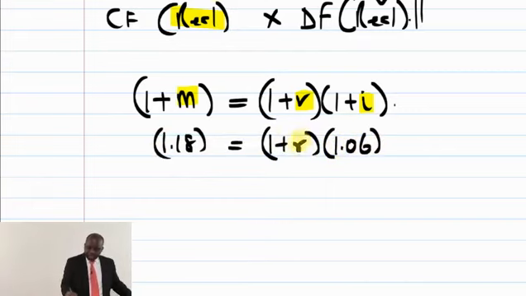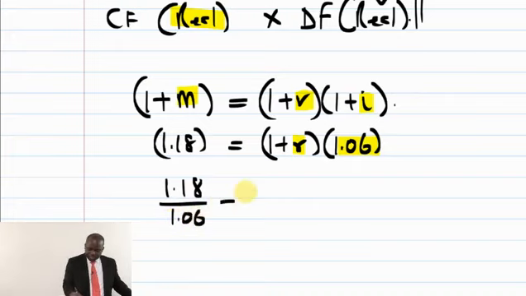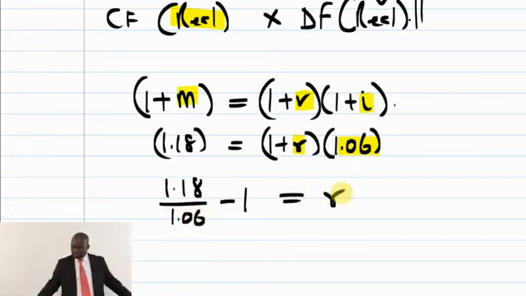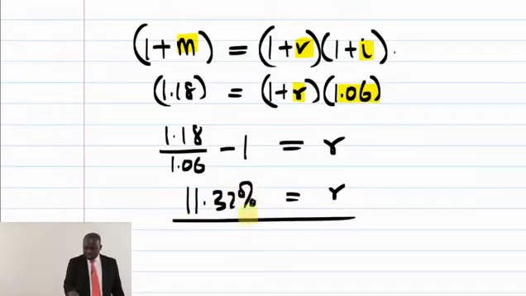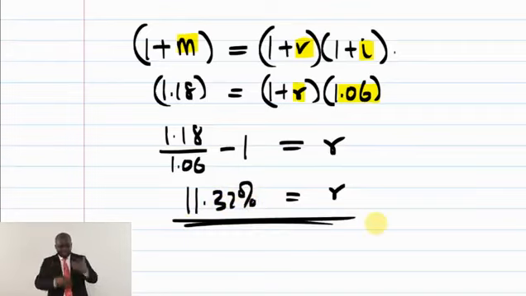If you are looking for the R, you have to take these ones from there. So I'll say 1.18 divided by 1.06 minus 1 should give you your R. And then what will be the R? The R is 11.32% given. So this is the primary school thing we are refreshing our mind.